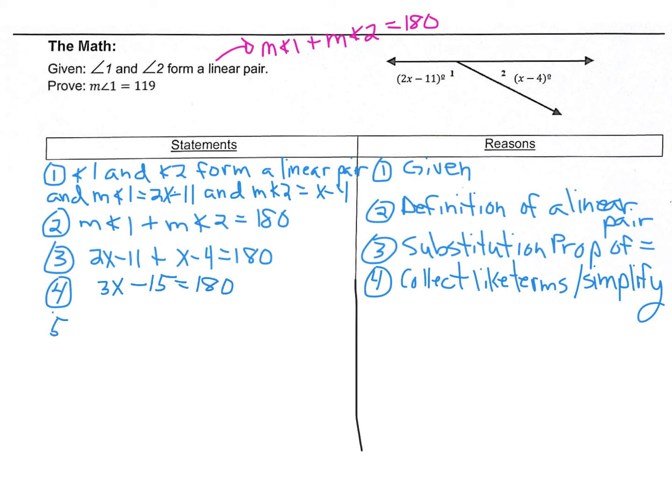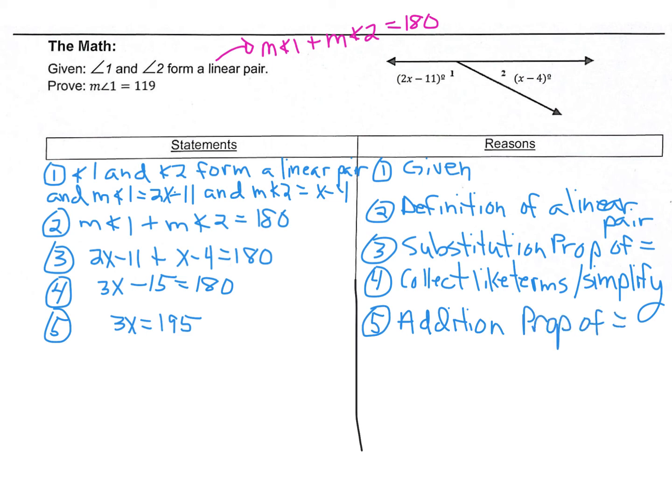And then step 5, the next thing that we would do would be to add the 15 to both sides to isolate the 3x. So in a proof, we don't show what we're doing to both sides, we just show the result. So the result would be 3x equals 195, and we did that by the addition, because we added 15 to both sides. So addition property of equality.